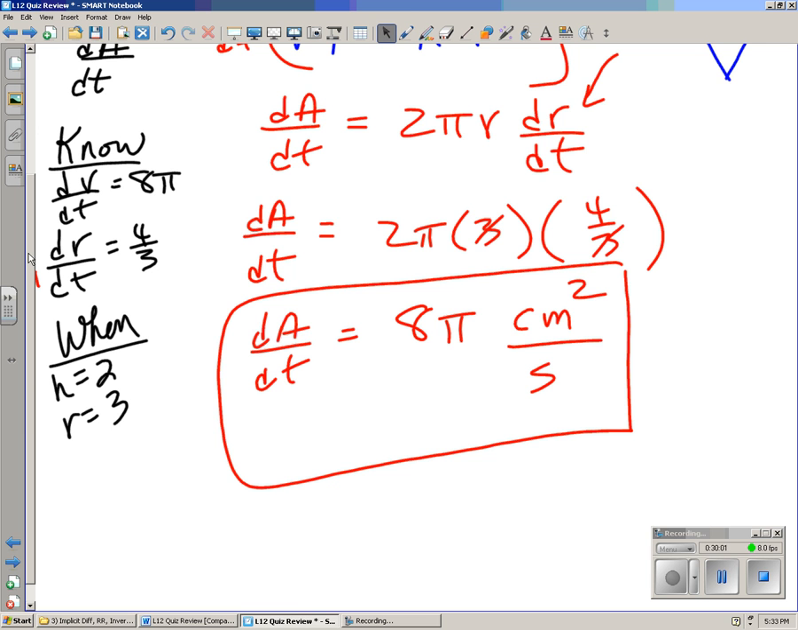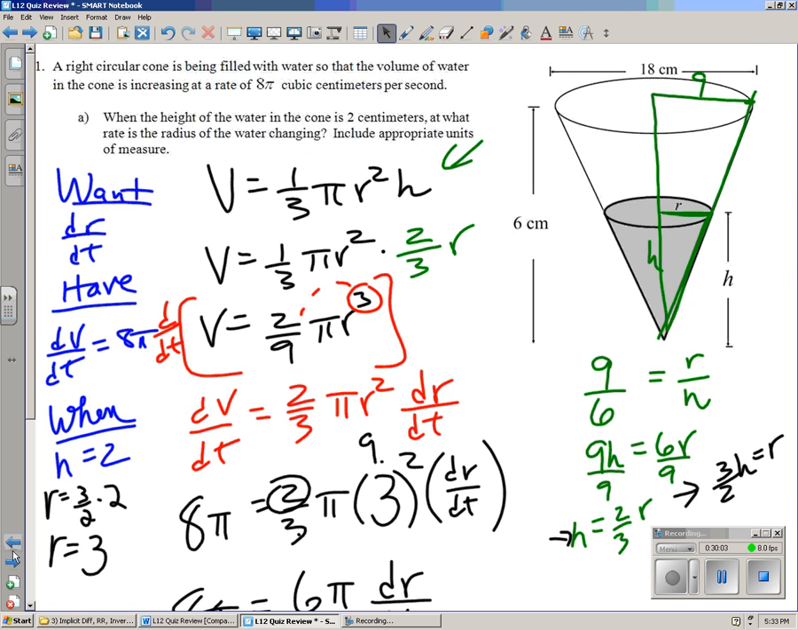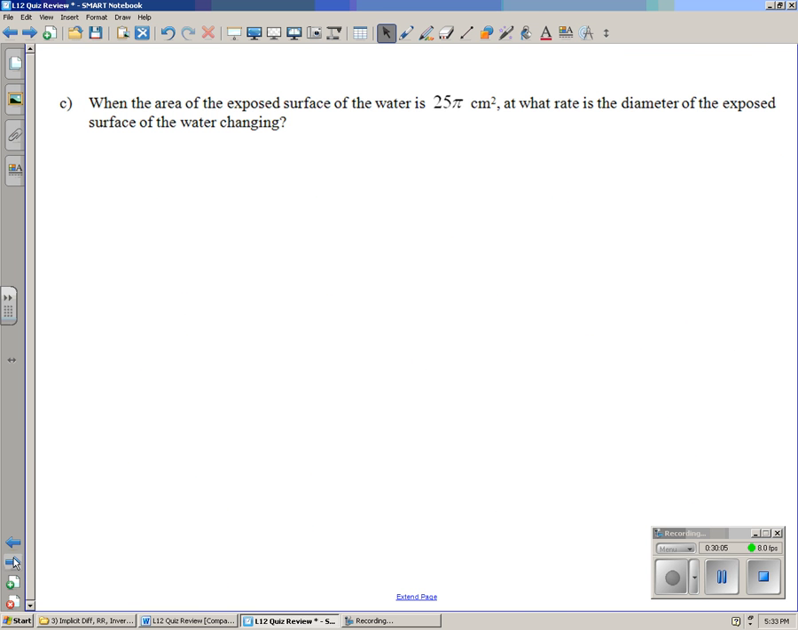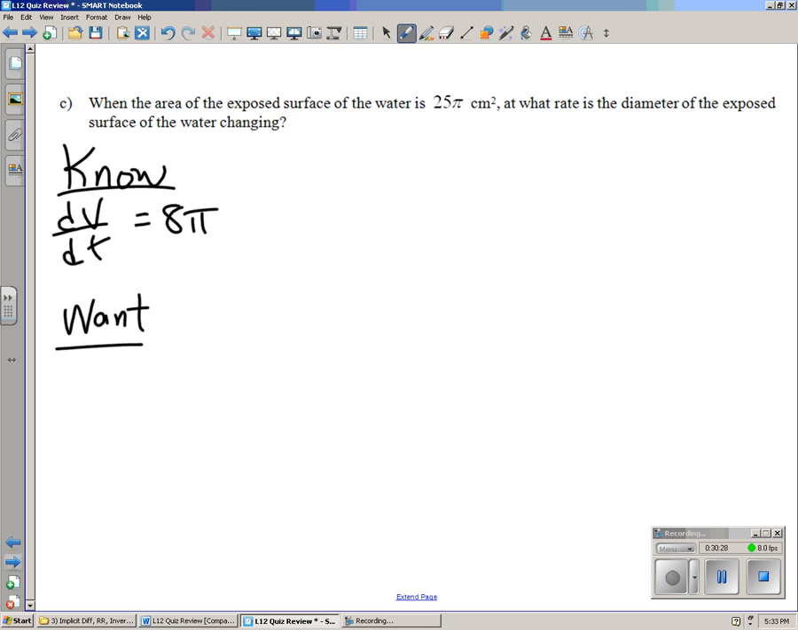And one more question. It says, when the exposed surface area of the water is 25 pi centimeters squared, at what rate is the diameter of the exposed surface area of the water changing? So now, we still know dV over dt was constant no matter what time we were at. We want, this time, the rate at which the diameter is changing with respect to time.